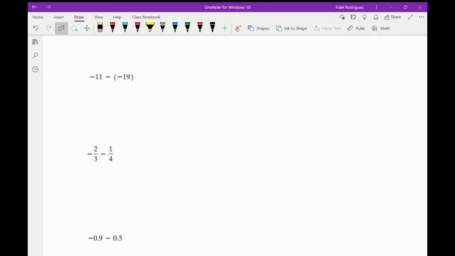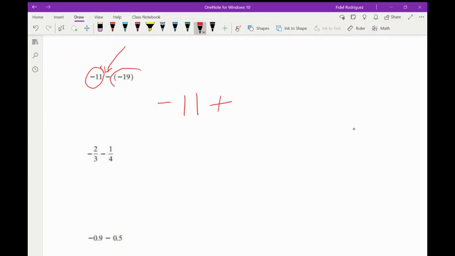So I'll tell you what, let's try this one here. And I'm going to ask you guys a couple of questions. Does anybody know what I should do? Anybody know what I should do with the first number? You leave it alone. So we're going to write a negative 11. Good, perfect. What do I need to do with that minus sign? Make it a plus. Perfect.